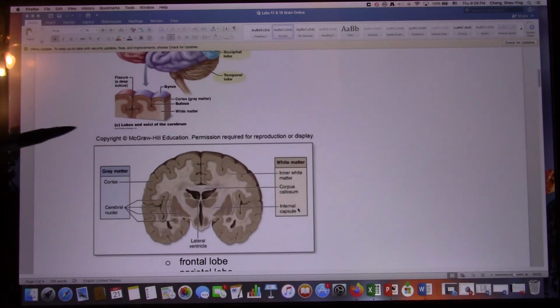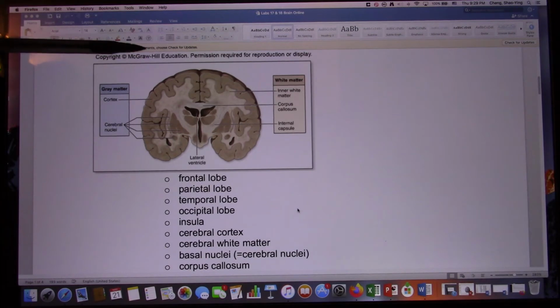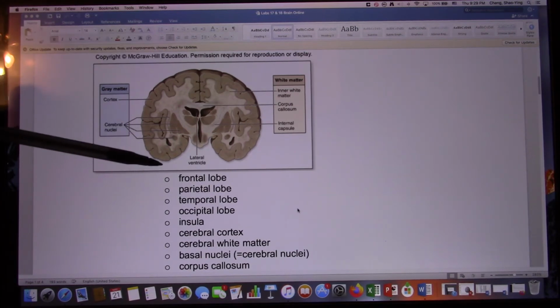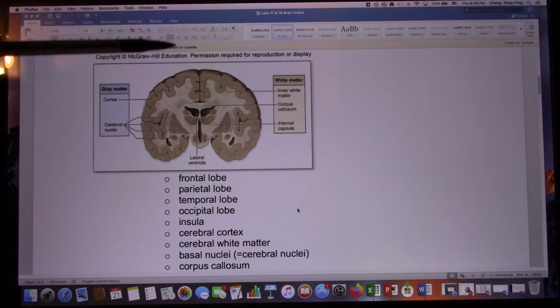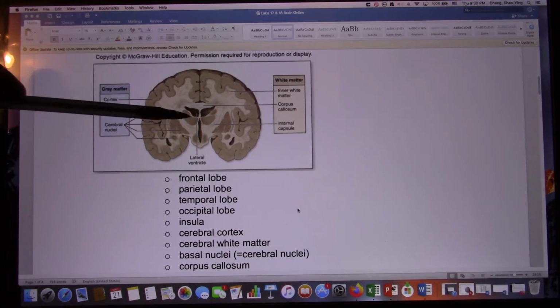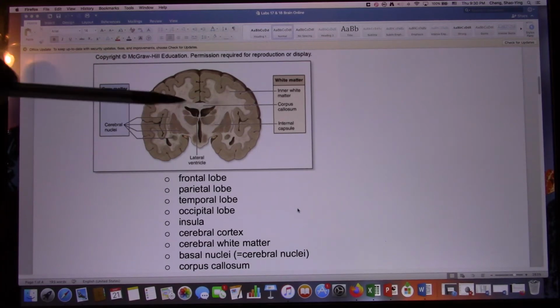And these are the inside structures. Your brain divides into different lobes. They share the same names as the bones. Let's look at the inside. Inside in this area is called the basal nuclei. Basal nuclei is associated with Parkinson's disease. These neurons use dopamine as a neurotransmitter.